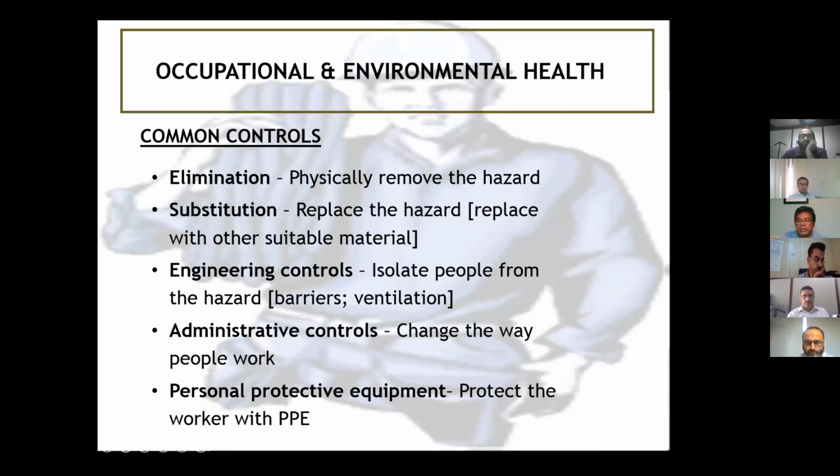Common controls recommended for any hazard in the workplace. Number 1 is elimination: physically remove the hazard. Don't let it stay there. Substitute the hazard, like replacing it with another suitable material. If a certain chemical is hazardous, look for a substitution and replace it. Then comes engineering control. If we don't have any substitution options, we need to provide engineering controls, which means providing barriers, isolation, and especially ventilation, with negative air pressure where the workers are working. Administrative control is more or less changing the way people work: move somebody to an evening shift, or to another room or building. And then, of course, provide protective equipment.